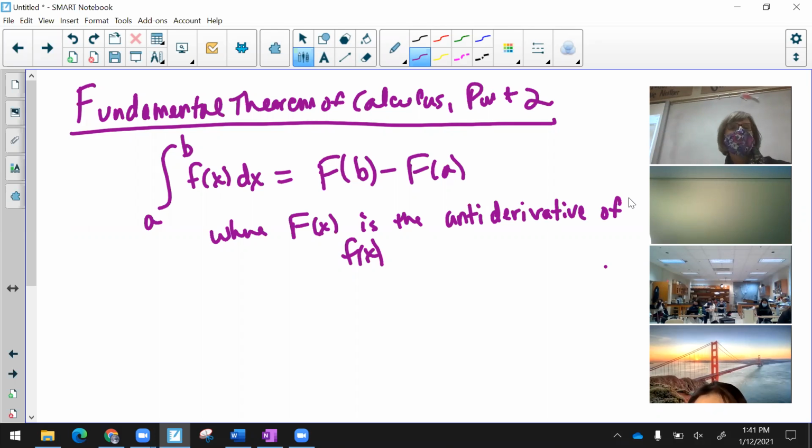Go ahead. So when you use the capitals, does that mean it's a different equation? Yeah, that's exactly what it means.